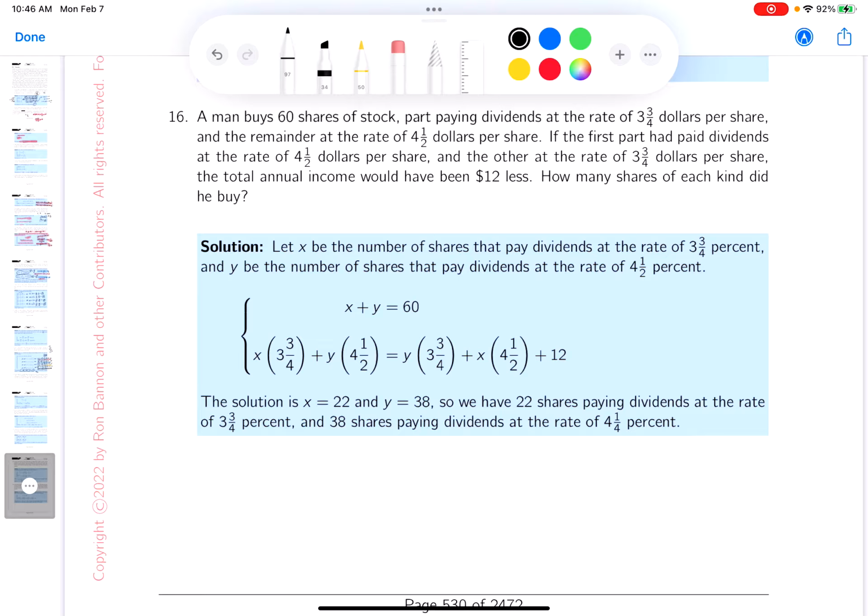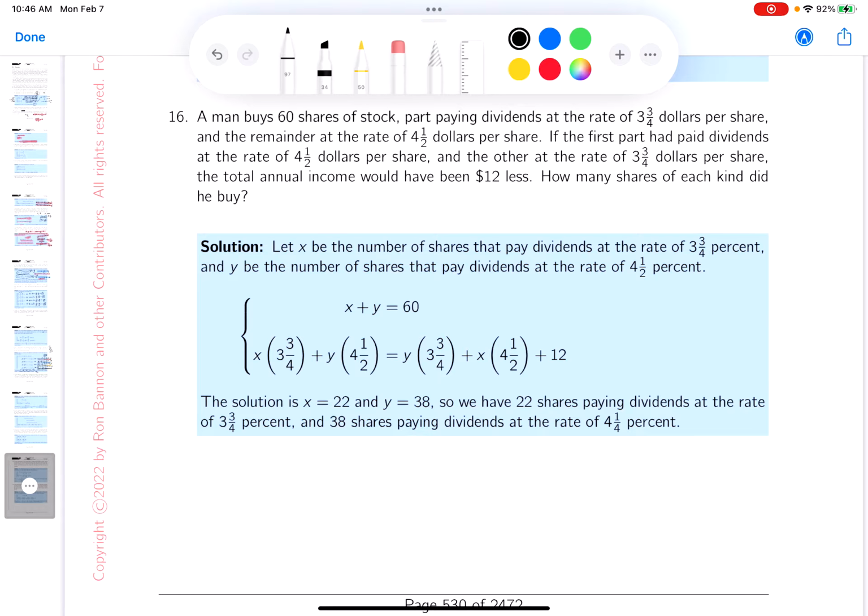Okay, you'd expect that this is the last problem. Instead of being a difficult problem, it doesn't appear to be difficult though. It says a man buys 60 shares of stock, part of them paying a dividend of $3.75 per share, and the remainder paying $4.25 per share. So I'm just going to say he bought stock, and there's 60 shares, right? So some paid 3.75, and some paid 4.5.